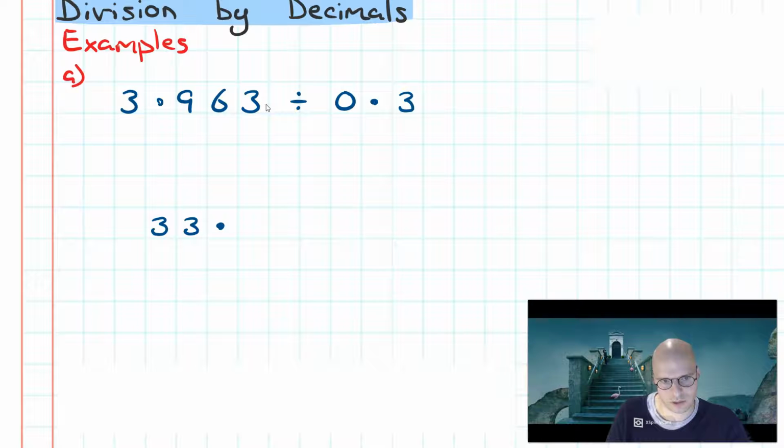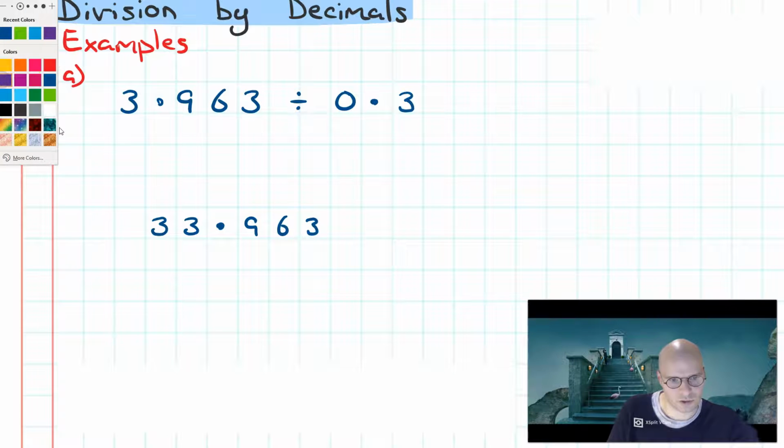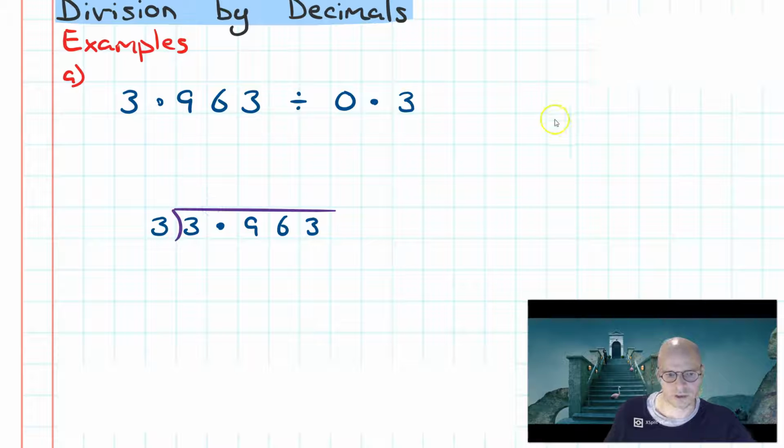3.963. Next, I'm going to show that we're going for division. And now I'm going to search for the quotient. Computing this, I ask myself how many times does 3 fit into 3? Well, it goes once. Decimal point goes up. Then 3 into 9 goes 3. 3 into 6 goes twice. And 3 into 3 goes once.